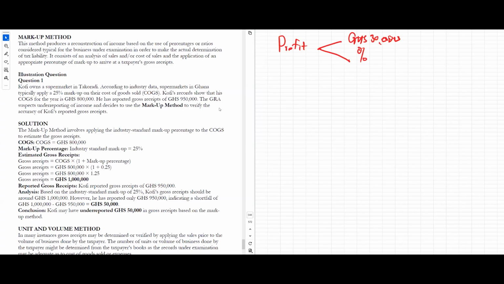So in that instance, if Amma is unable to explain the sources of the total amount that she received through the bank, which amounted to 400,000, what would the GRA do? That's when they use this method. They have to use this method to confirm first.